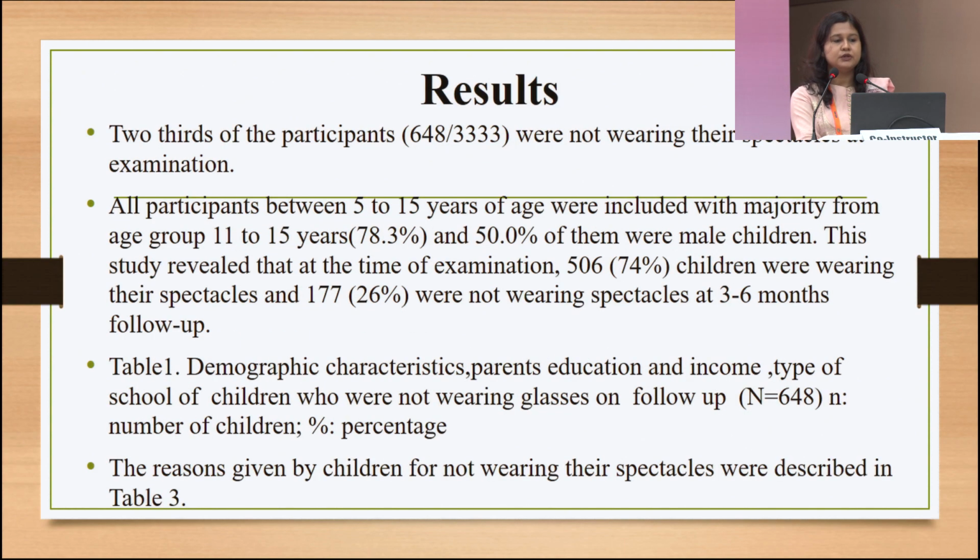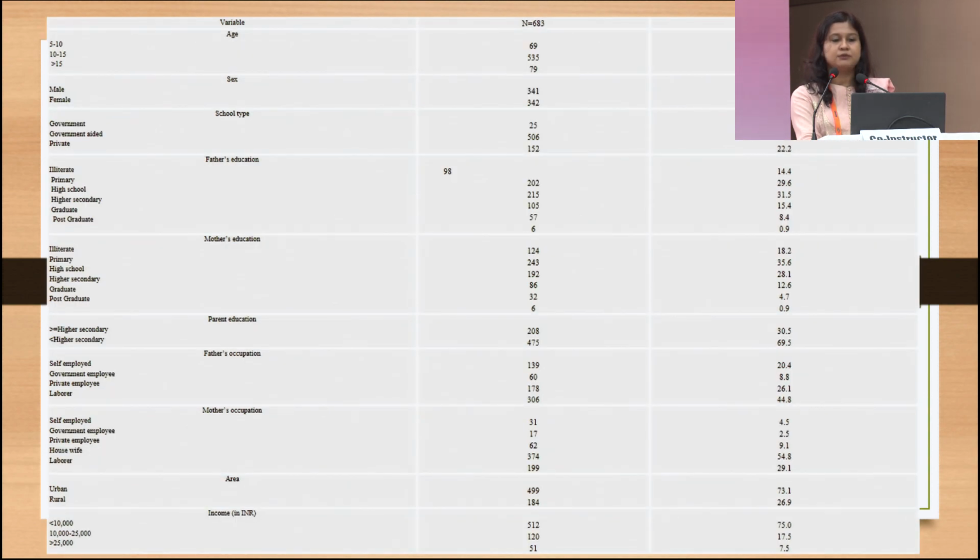Coming to the results, two-thirds of participants were not wearing their spectacles at examination. All the participants were aged 5 to 15 years, and the majority were in the age group of 11 to 15 years, and 50% of them were male children. At the time of examination, 506 children had glasses with them but were not wearing them, and 177 did not have glasses at all, and were not wearing glasses on follow-up. Table 1 describes the demographic characteristics of all the participants.